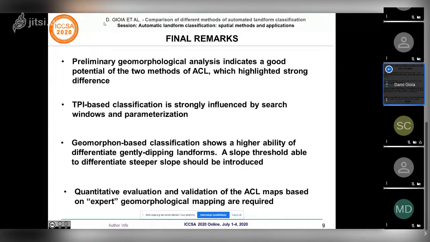Geomorphon-based classification needs to be updated with a slope threshold, able to differentiate low-angle surfaces and steeper slope. Finally, next steps in this research field should include a quantitative analysis of the prediction ability of automatic landform classification methods using, for example, detailed field-based geomorphological maps. Thank you for the attention.